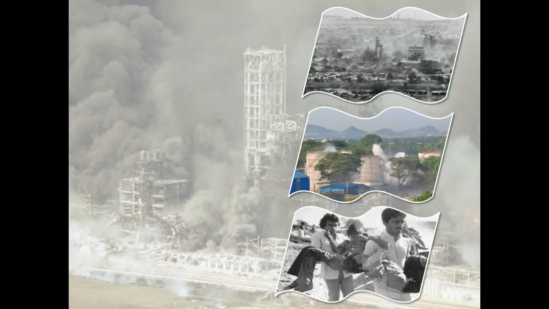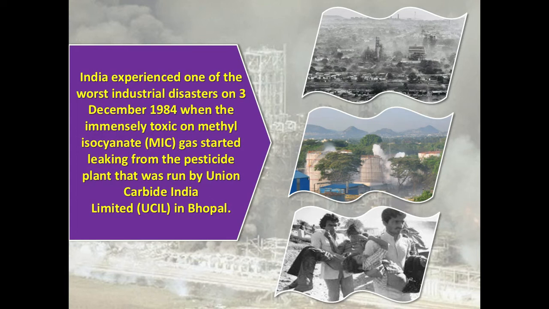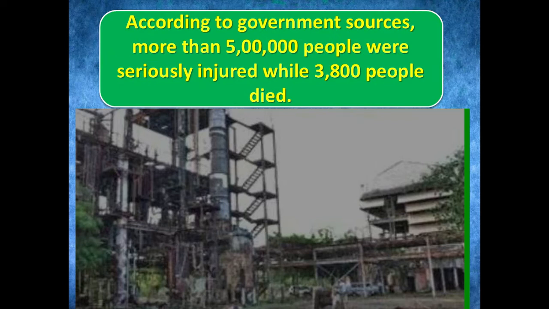Bhopal gas tragedy. India experienced one of the worst industrial disasters on 3rd December 1984, when the immensely toxic methyl isocyanate, that is MIC gas, started leaking from the pesticide plant run by Union Carbide India Limited in Bhopal. According to government sources, more than 5,000 people were seriously injured, while 3,800 people died. I am going to show the Bhopal incident, children.